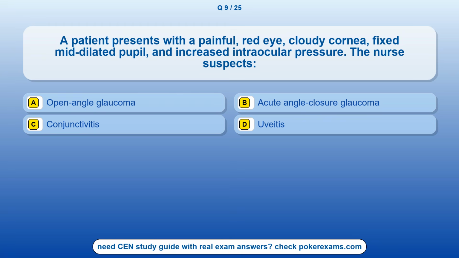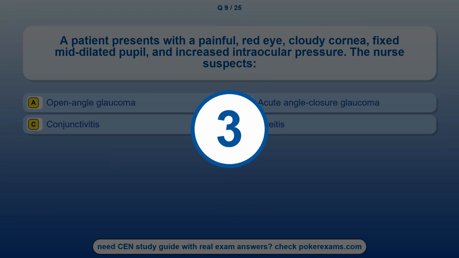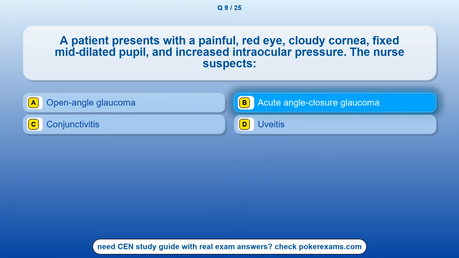Question 9. A patient presents with a painful, red eye, cloudy cornea, fixed mid-dilated pupil, and increased intraocular pressure. The nurse suspects: Option A, open-angle glaucoma. Option B, acute angle-closure glaucoma. Option C, conjunctivitis. Option D, uveitis. The correct answer is option B, acute angle-closure glaucoma.